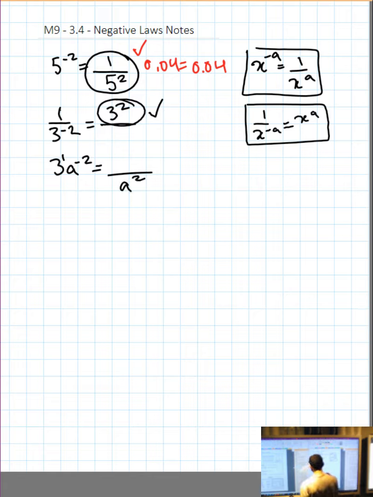Now, 3 is sitting on the top. Notice I use perfect fractions using my graph paper or line paper all the time. 3 is sitting on the top. Leave it on the top.